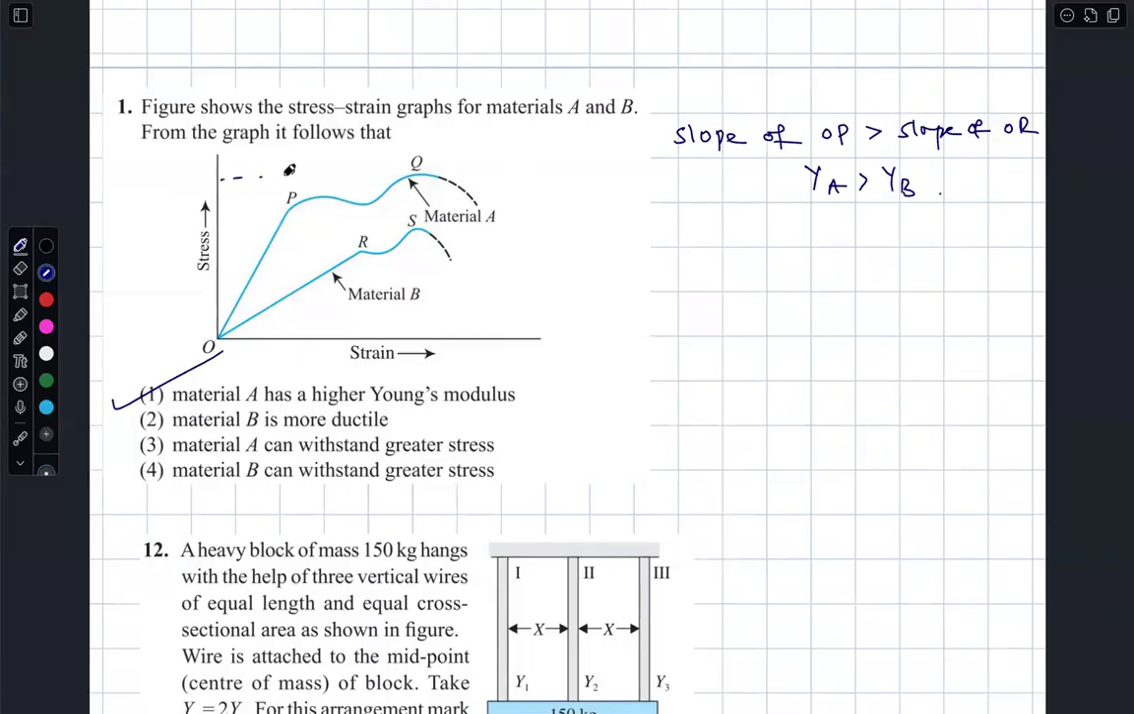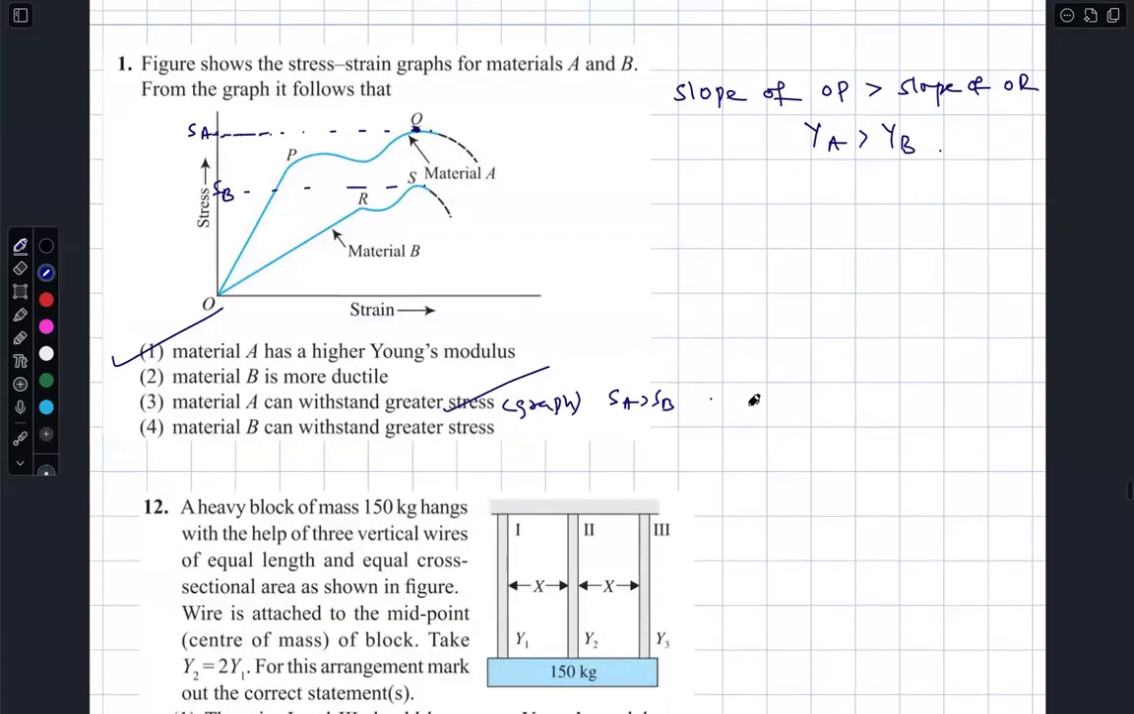But you see the breaking stress. You can see the breaking stress. Material A can withstand greater stress. True, because the ultimate tensile stress is high for A when compared to B. Because of the graph, SA, SB. SA greater than SB. Please confirm. Any doubts in this? Rohit, yes, sir.